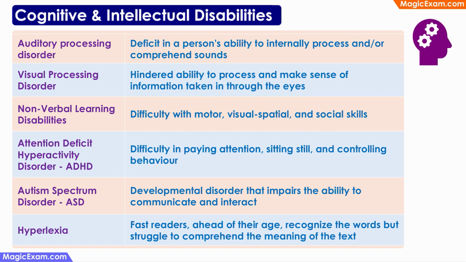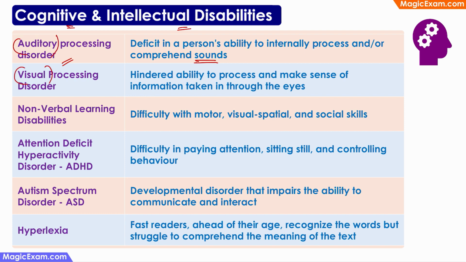Moving on, these are also some of the cognitive and intellectual disabilities which are reasonably important because occasionally you will find questions on these as well. The first is auditory processing disorder. So auditory processing disorder, you know, it is auditory. Auditory means sound. So the child is unable to process sound. That is, the child is unable to understand sounds. So auditory, sound.